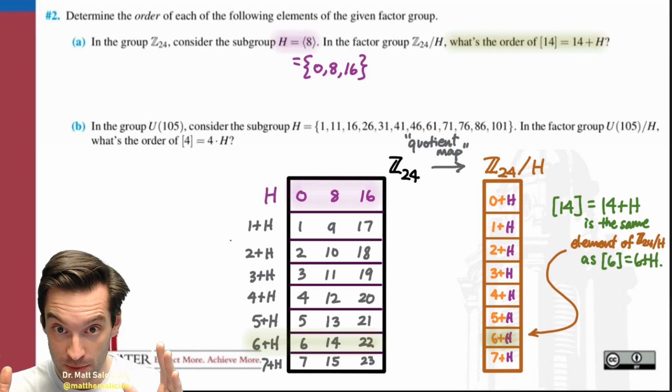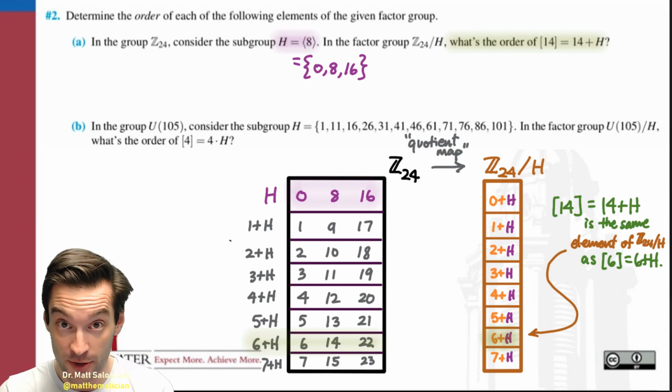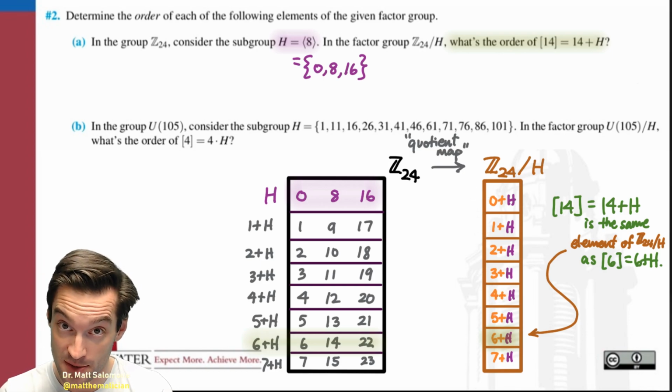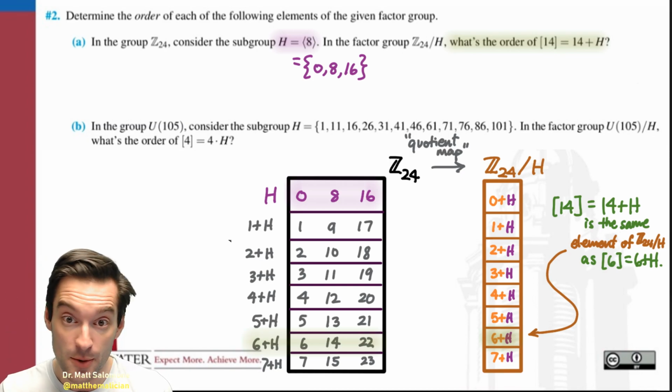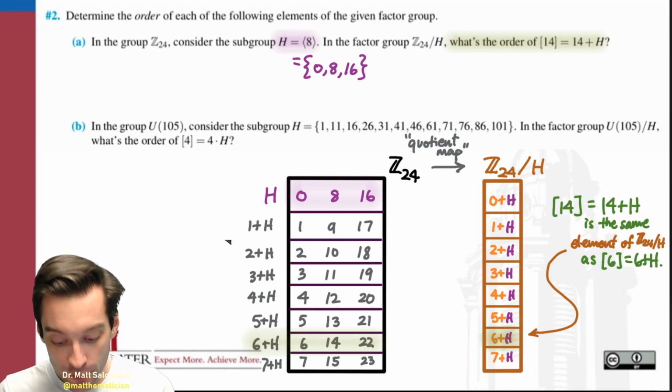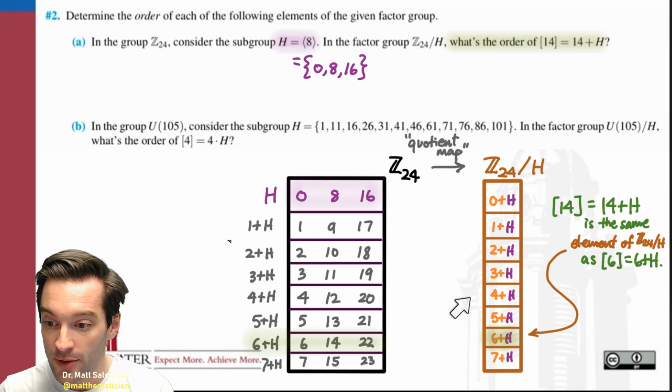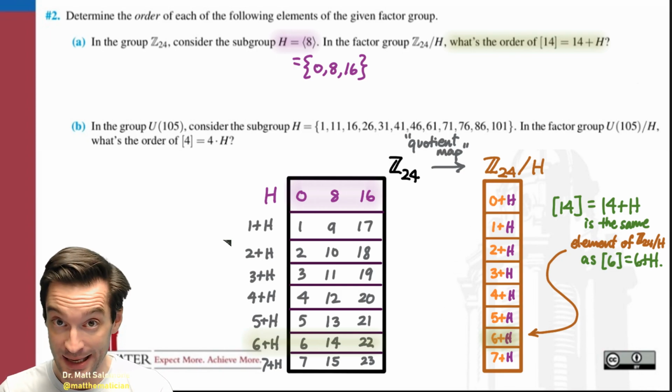So that already cuts our work down for us a little bit. Now we're asking the question, what's the order of 6 plus H in this factor group instead of 14 plus H? Hopefully that'll be a little bit easier to understand. But we still have to understand it, ideally without adding it to itself a bunch of times to figure out, right? So to do that, I want to understand more about what this group of order 8 actually is.